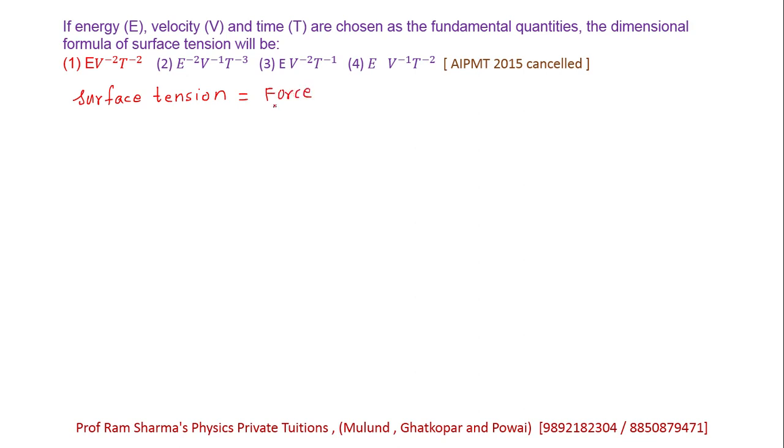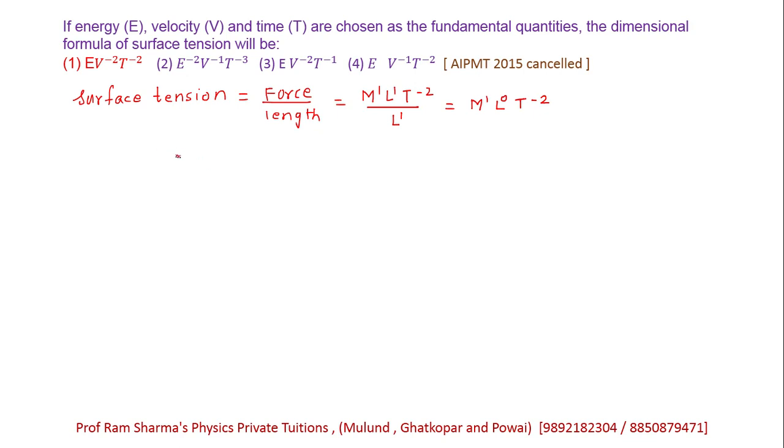Force upon length. We know the dimension of force. The dimension of force is M¹L¹T⁻² divided by length, that is L¹. So the final answer turns out to be M¹L⁰T⁻².